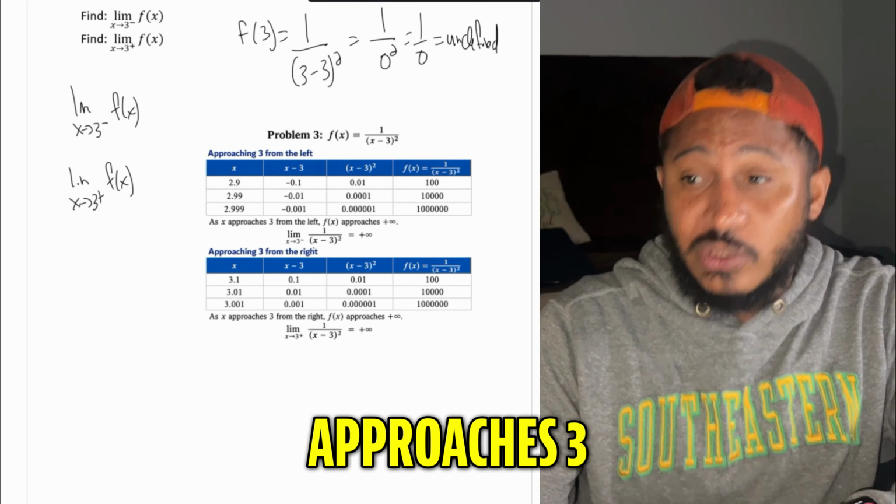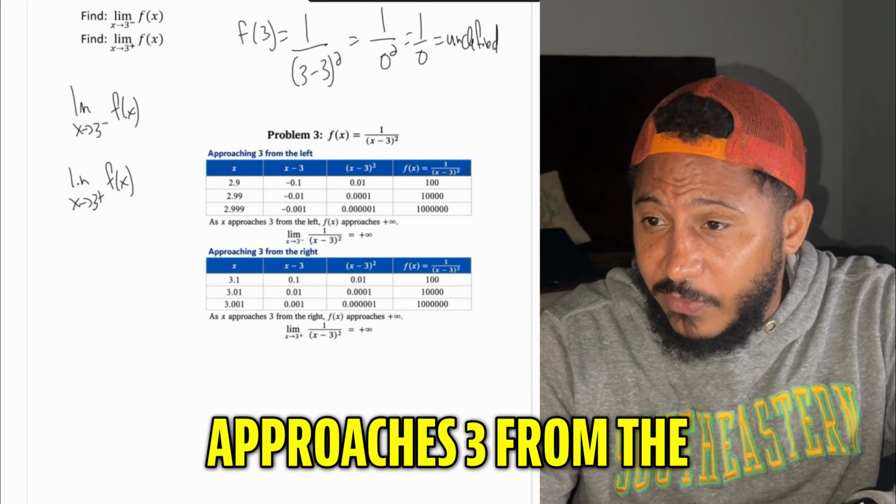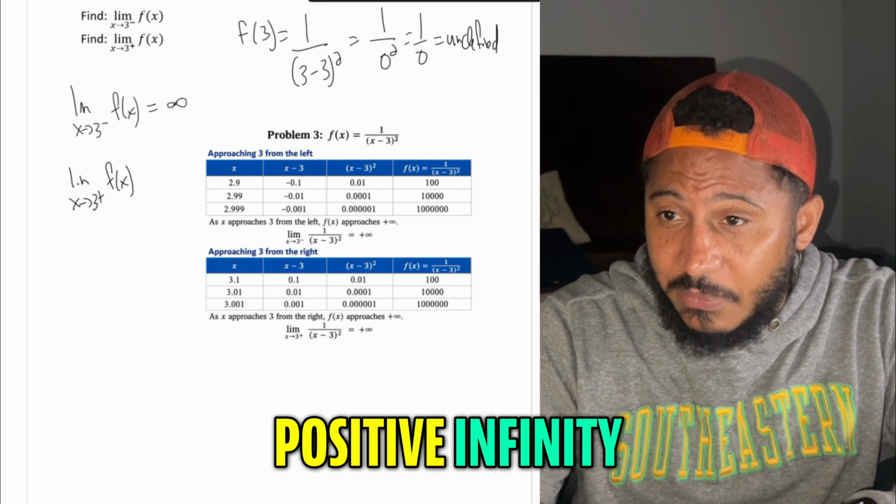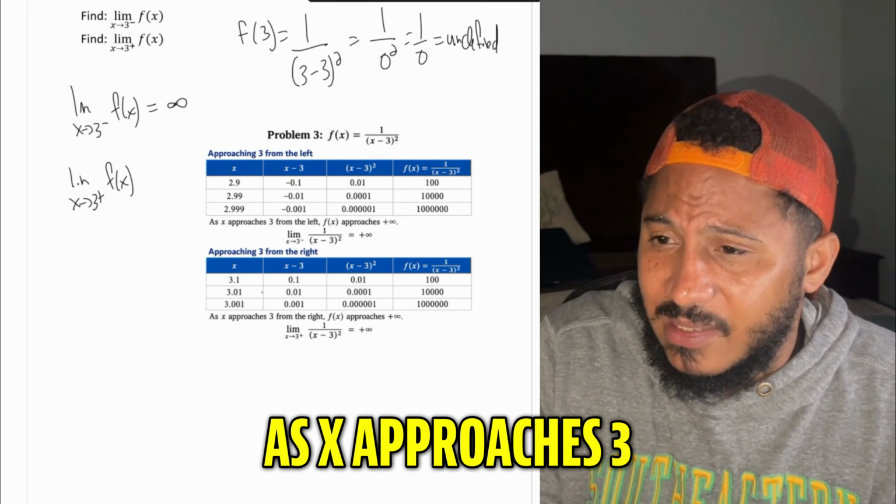We write that as the limit as x approaches 3 from the left of 1 over x minus 3 squared equals positive infinity. So from the left, we would say that's positive infinity. Got it. Also, let's see the limit as x approaches 3 from the right.